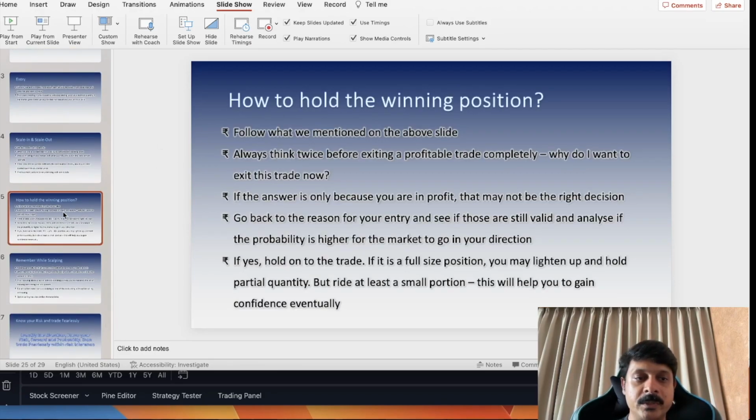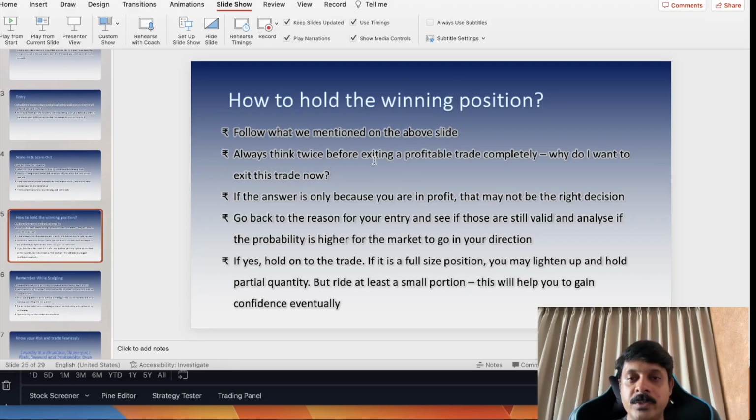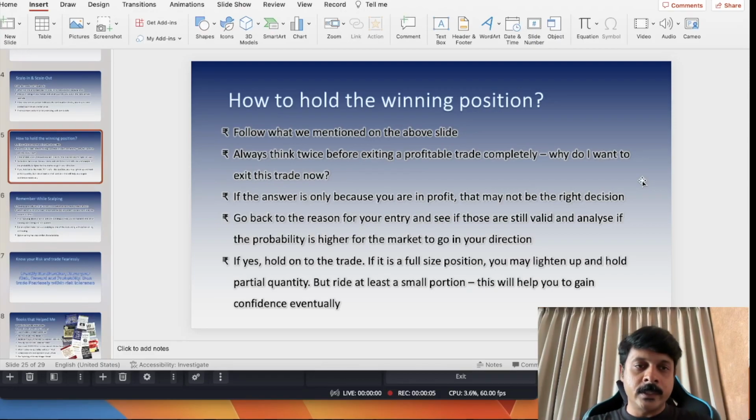How to hold the winning position is where I will explain the importance of holding the winning position and riding it. That is the most important thing, because most of the long-term winning traders have a success ratio of maybe 40-50%, and 50 to 60% is an extremely high success ratio. Most people are trading with a 40 to 50 percent success ratio. The legendary traders, most of them have this kind of success ratio. Still, they are heavily profitable because they ride the winners long.